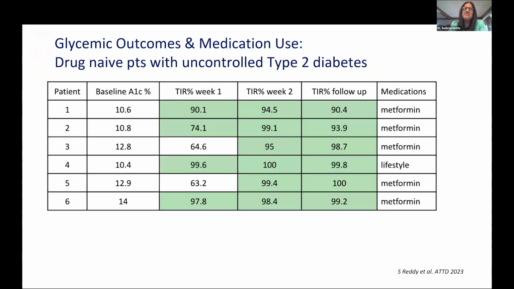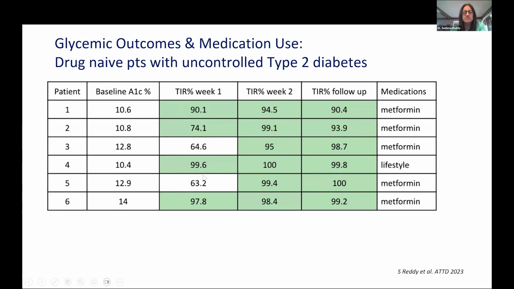And we had 15 such patients that we noticed, and these are 6 that we presented in Berlin at the ATD conference. You can see all of them started out with a baseline A1C of over 10. They were all started on CGM and metformin by the primary care clinician. And we saw them within 3 or 4 days. Look at their time in range in that very first week.